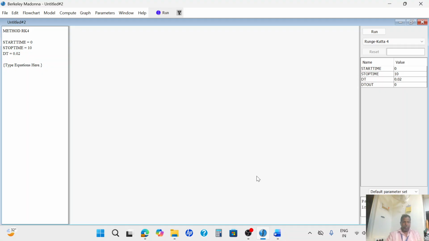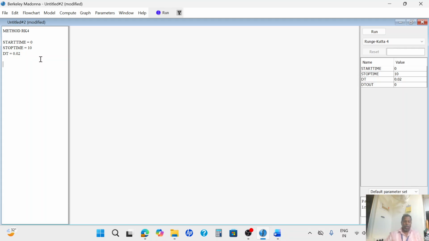We'll be discussing the simulation studies in a process batch reactor using Berkeley Madonna. Here, I already mentioned that there are four conditions. The first condition is the inbuilt condition, which is going to be the method, that is, the Runge-Kutta fourth order method. Start time is 0, stop time is 10 minutes, and the differential time is 0.02. This is going to be changeable based on our conditions. We can change the conditions.